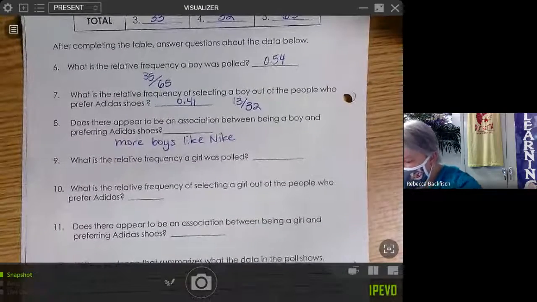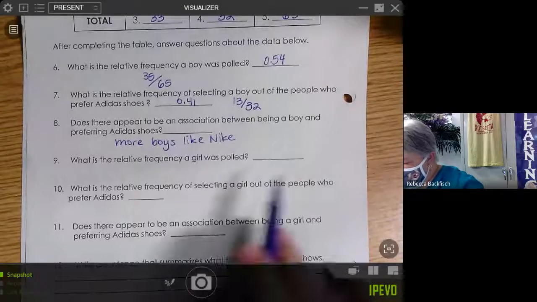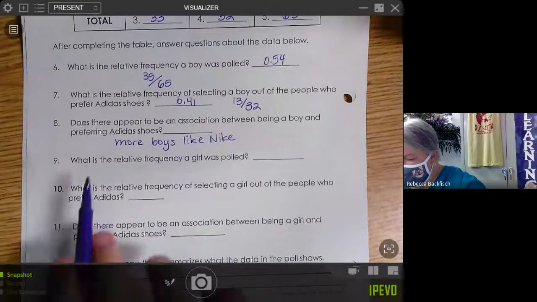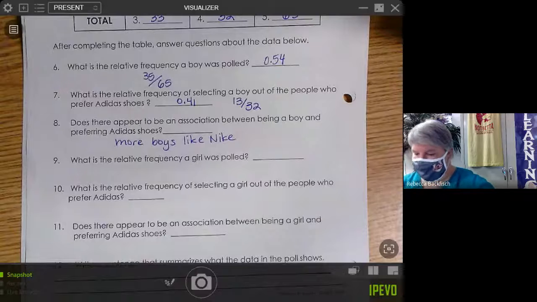What is the relative frequency of a girl was? Okay, I'm going to let you guys do numbers 9 and 10 real quick.